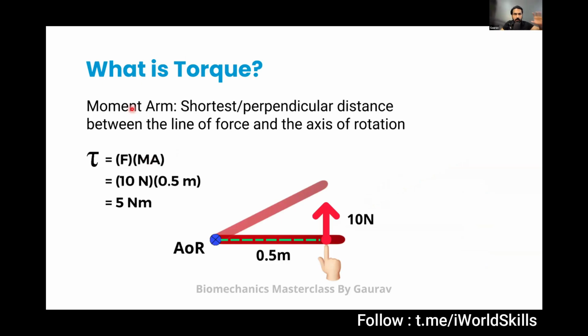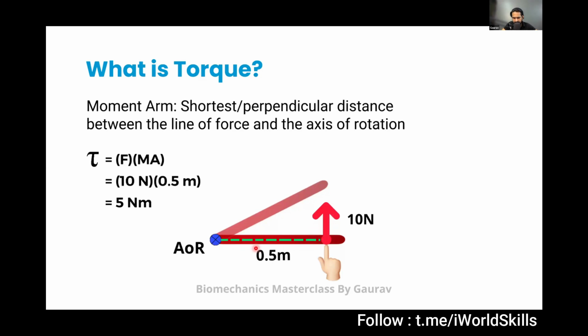Another new term. Moment arm is also very simple. Read this very carefully. Moment arm is the shortest or perpendicular distance between the line of force and the axis of rotation. Now look at this example again. Let's say you draw a line that starts from this axis of rotation towards the line of force, and this line makes a 90-degree angle with this line of force.